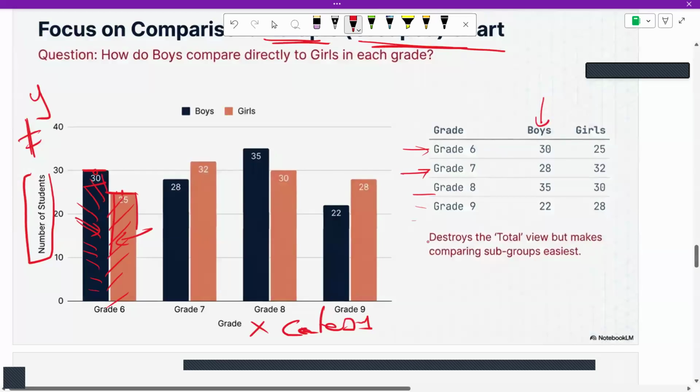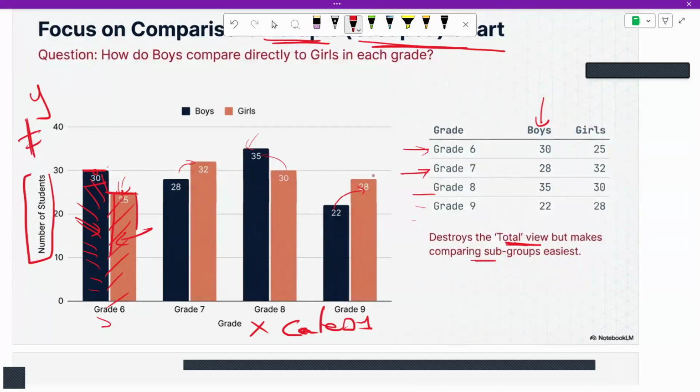Here it's very hard to find the total. It destroys the total view, but makes comparing easy. Now it is easy to compare which class is higher or lower among the genders. In grade 6, females are fewer than boys. In grade 7, females are higher than boys. In grade 8, boys are higher, and in grade 9, girls are higher. But it's very hard to find the total.